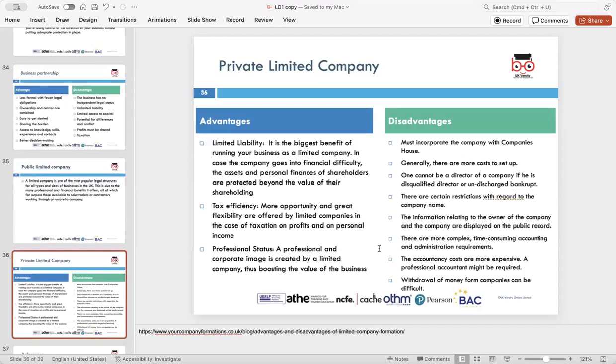There are some advantages and disadvantages as well. Limited liability: this means that if the company faces financial problems, the personal assets and finances of shareholders are protected. They won't lose more than the value of their shares.